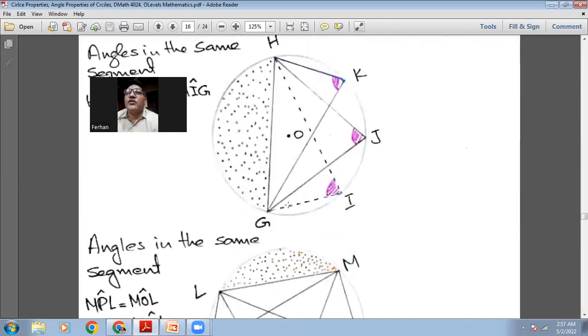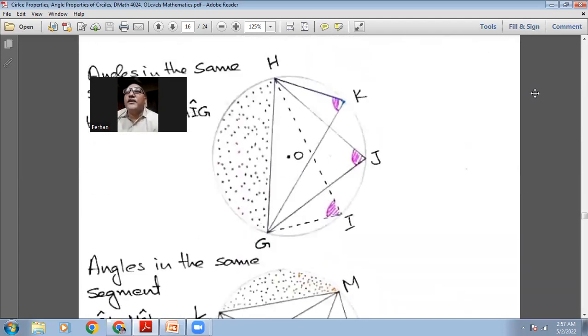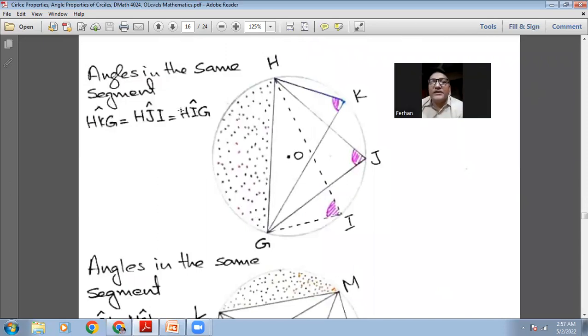So let's practice more. Here we have HG, a chord, and this has divided the circle into 2 segments. This shaded one is a minor segment. This one is a bigger major segment. If I join H and G, which are the ends of the chord, with multiple points on the circumference in the same segment, these points are in this white segment.